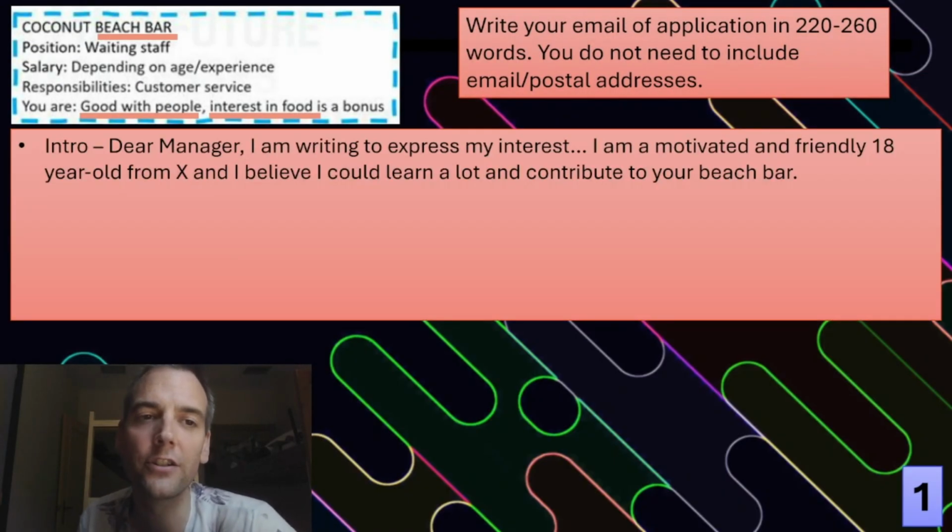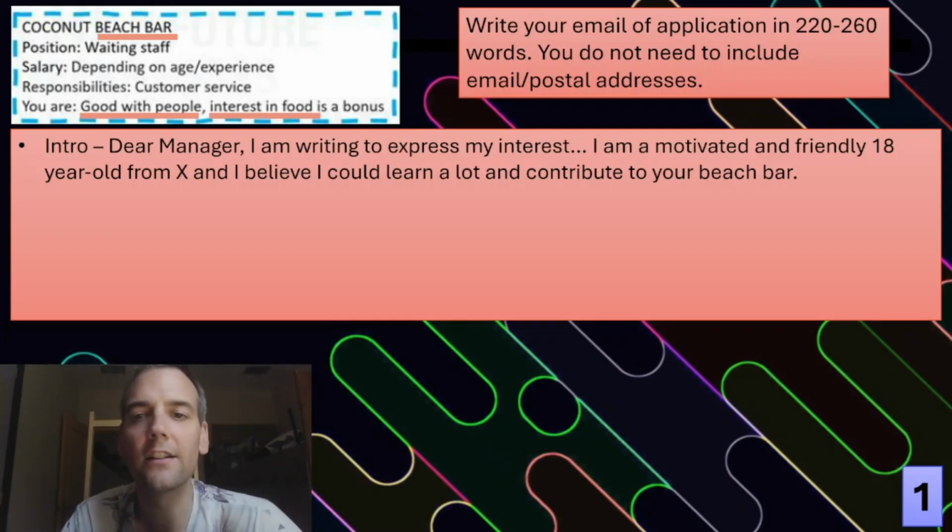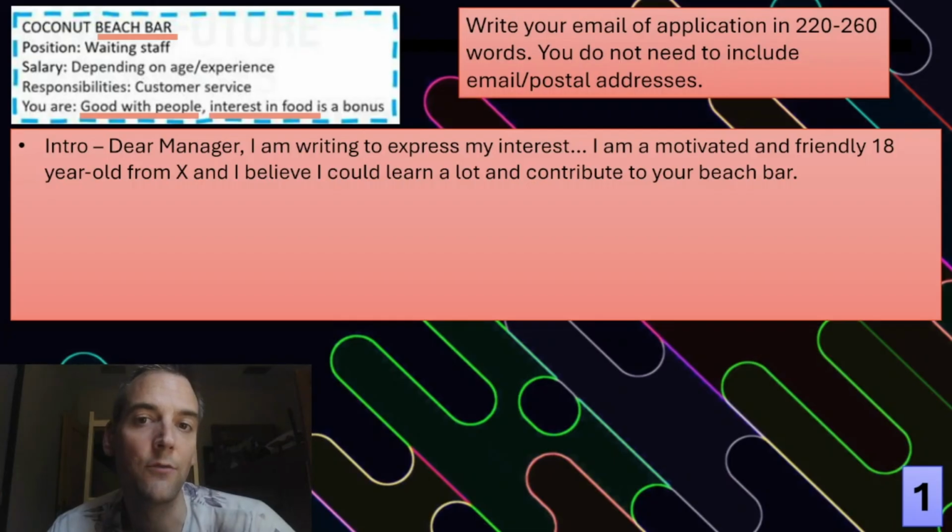For my introduction: Dear Manager, I'm writing to express my interest. Useful phrases like this. A little description of yourself in the intro: I'm motivated and friendly, and I could learn a lot and contribute to your beach bar. Again, with my introduction, I'm trying to do my three main functions. I'm setting the scene, so we're talking about applying for a job at a beach bar. I'm trying to say what I'm going to write about, which is myself, motivated, friendly, giving a bit of a summary of yourself, and make them want to continue reading, in this case because you're saying you're going to contribute. So you're covering everything in the intro.